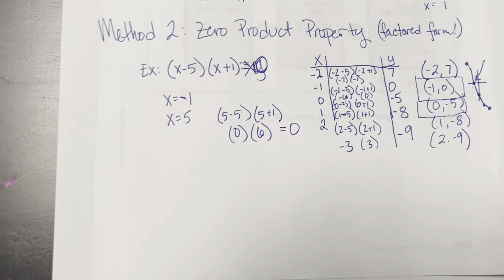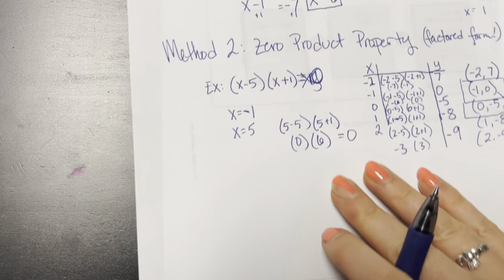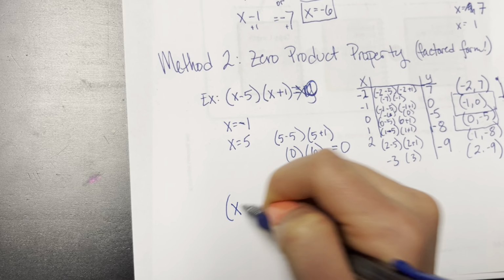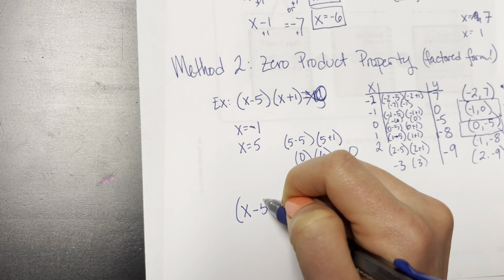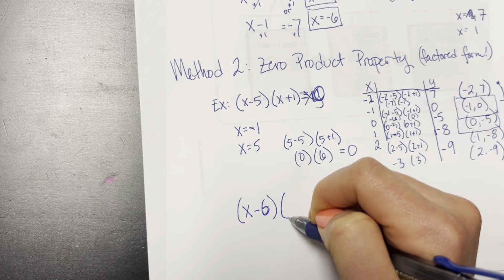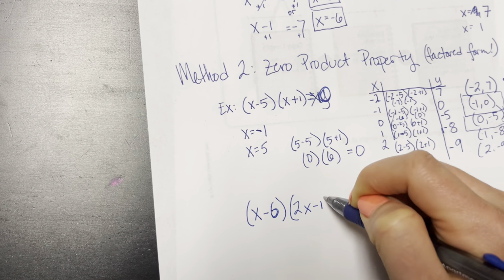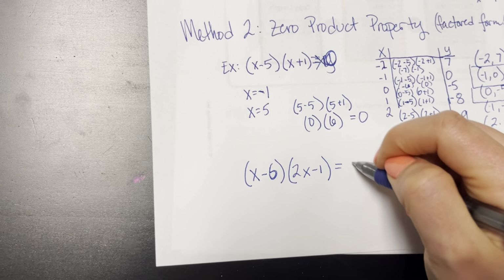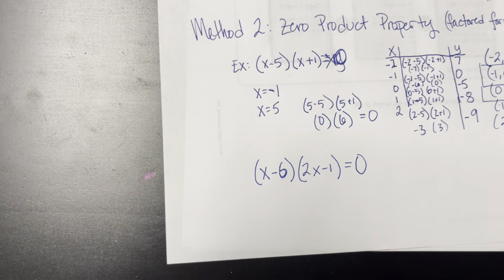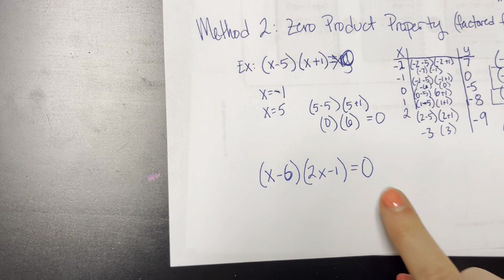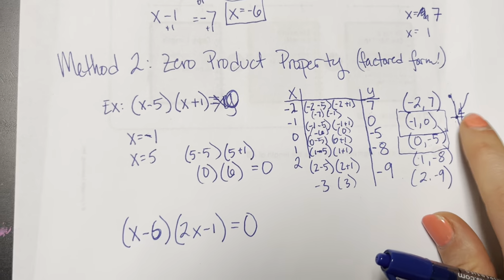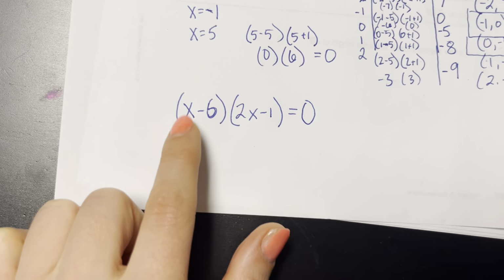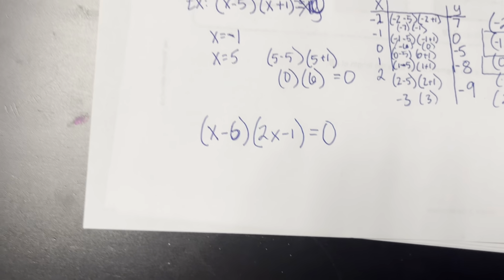But what happens with zero product property is they aren't always whole numbers. So zero product property, I'm going to give you a worksheet on this, says that if you have x minus 6 times 2x minus 1, if this is our factored form, and we set it equal to 0, that's the only way we can solve it and figure out where y equals 0, which is the x-intercept.